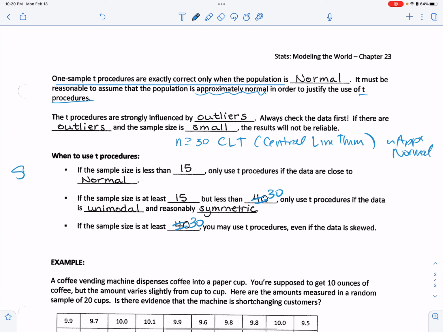However, this first one is a small set of data, and the next one's medium. Honestly, if it's less than 30, you don't have to name if it's small or medium. You can just say that I'm going to need it to be approximately normal, which is unimodal, symmetric, and no outliers. If the sample size is at least 30, you can use the T procedures even if the data is skewed.